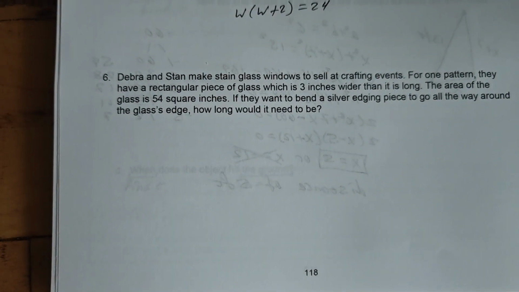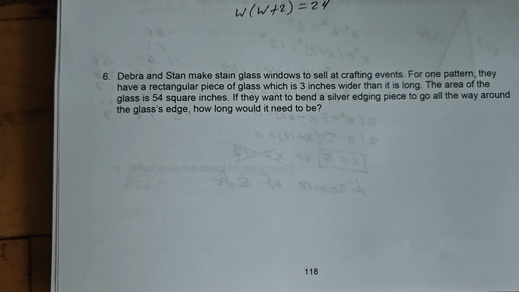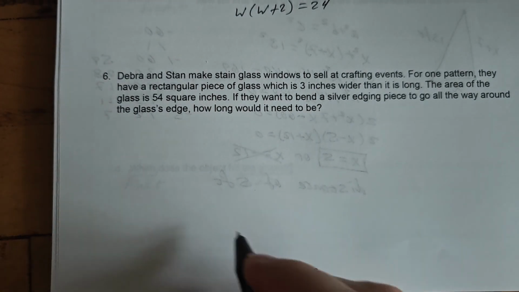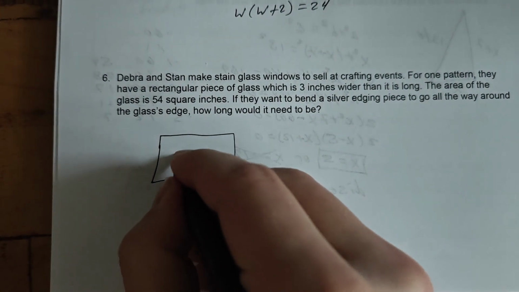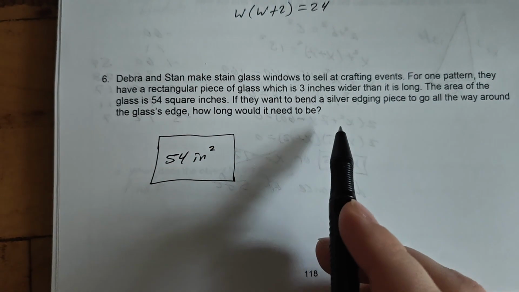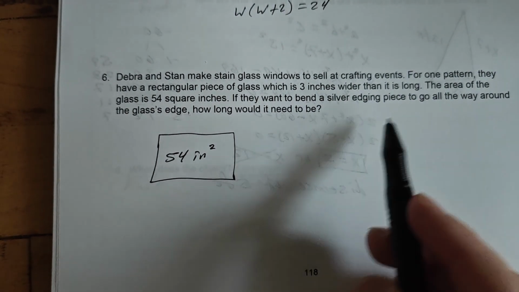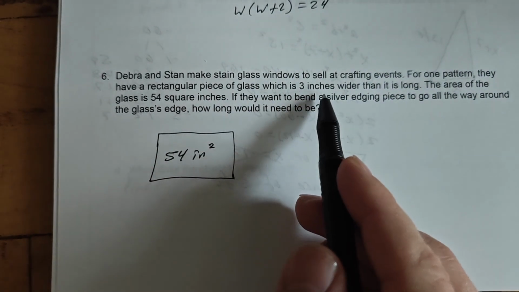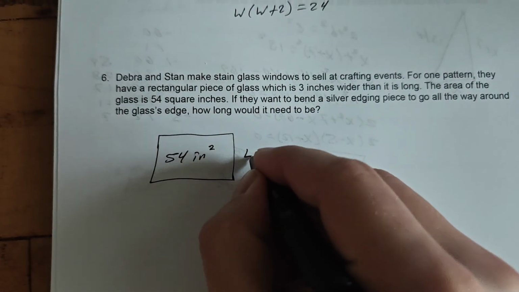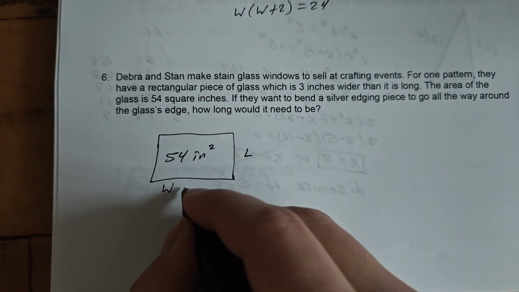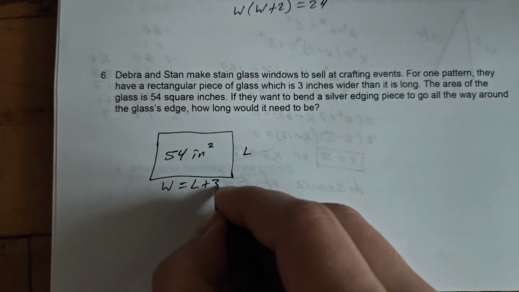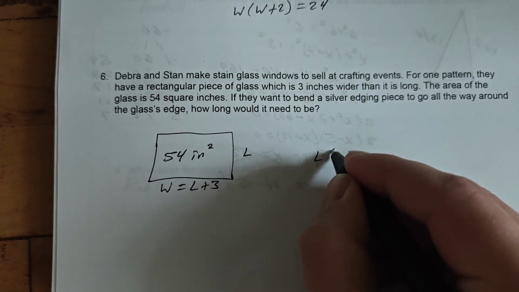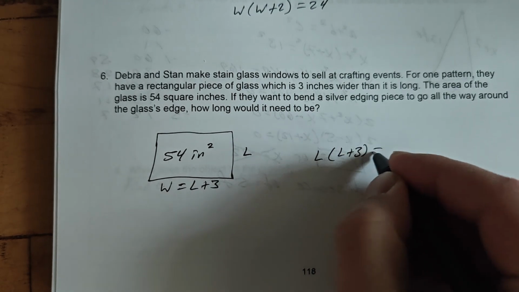This one, stained glass windows to sell at crafting events. For one pattern, they have a rectangular piece of glass which is 3 inches wider than it is long. The area of the glass is 54 square inches, and they want to find out what the perimeter is. 3 inches wider than it is long, so this should be the length, and this should be the width because it's wider than it is long. Width is length plus 3 inches. So length times length plus 3 equals 54.